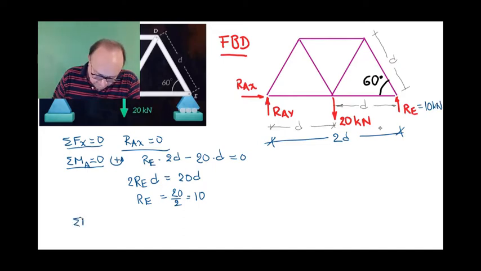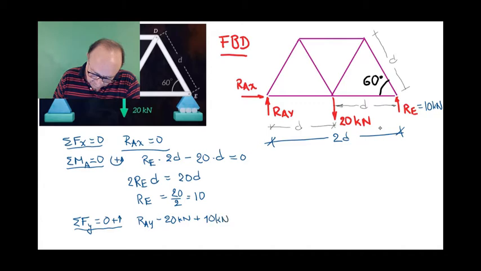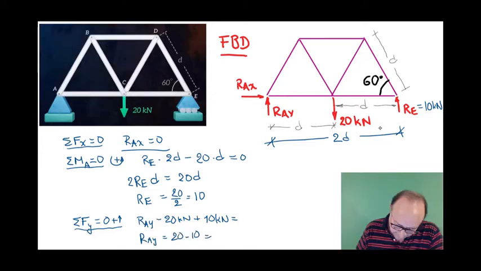Summation of forces in the y direction equals 0. Let's say positive going up. So we have RAY positive, minus 20 kilonewtons going down, plus RE going up 10 kilonewtons equals 0. Therefore, RAY equals 20 minus 10, 10 kilonewtons. So we have here also 10 kilonewtons.